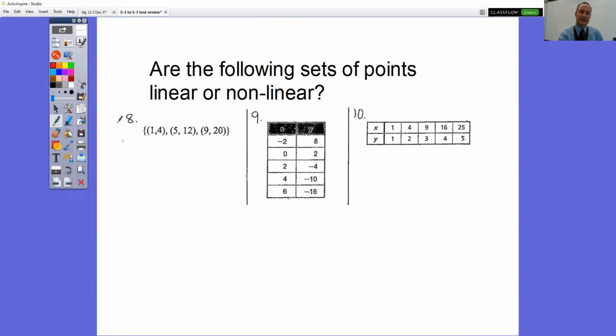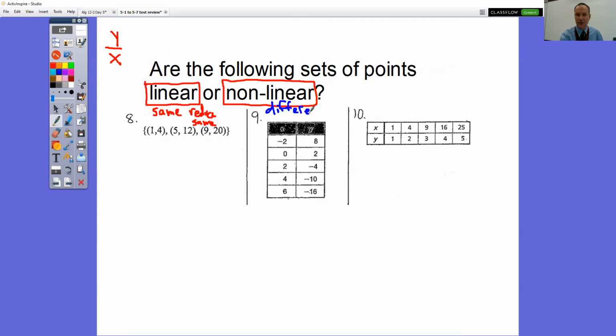Take a look at number 8. In question number 8, you have to answer either linear or nonlinear. When you do this, you have to figure out your change in y over your change in x. If all of them are the same or reduced to be the same, it is linear. If they are different, then it is nonlinear.